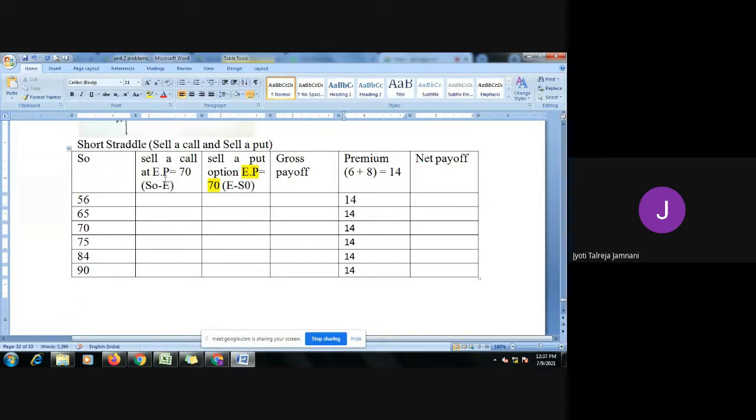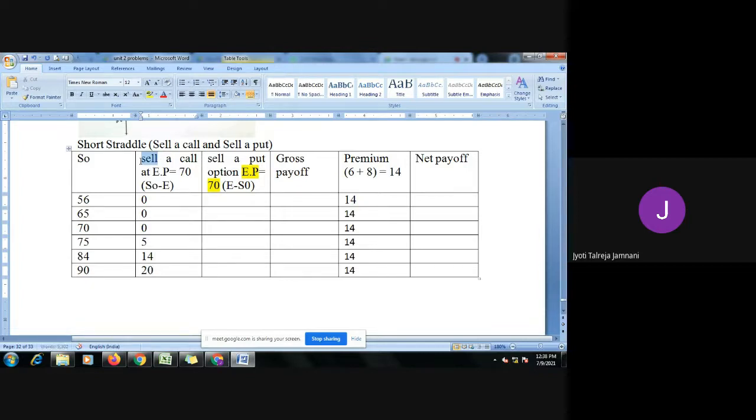For a call option, we do S naught minus E. So 56 minus 70, we get lapsed because there's a loss. 65 minus 70, minus 5 loss, it will get lapsed. 70 minus 70 is 0. 75 minus 70, 5. 84 minus 70, you get 14. And 90 minus 70, you get 20.